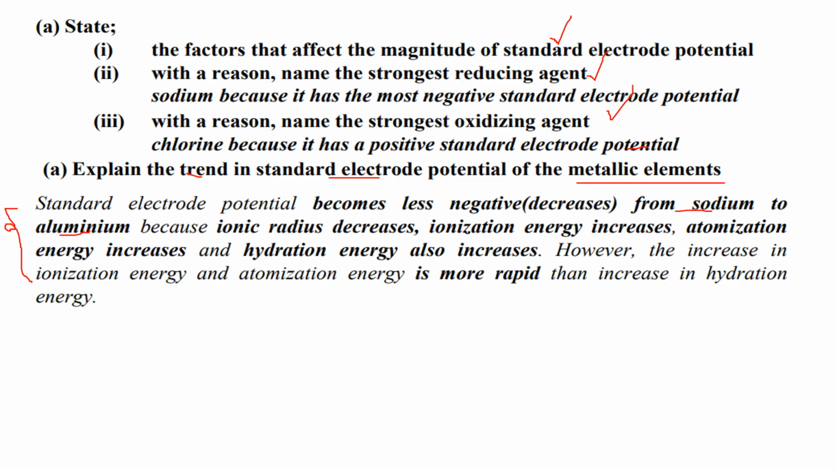So you have seen that for those elements, the ionic radius is going to be decreasing, and therefore ionization energy is going to increase. So ionization energy increases, atomization energy increases together with hydration energy. However, the increase in both atomization energy and ionization energy is going to be steeper, or more rapid, than the increase in hydration energy. So with that, you'll find that the electrode potential is going to become progressively less negative from one element to the next.